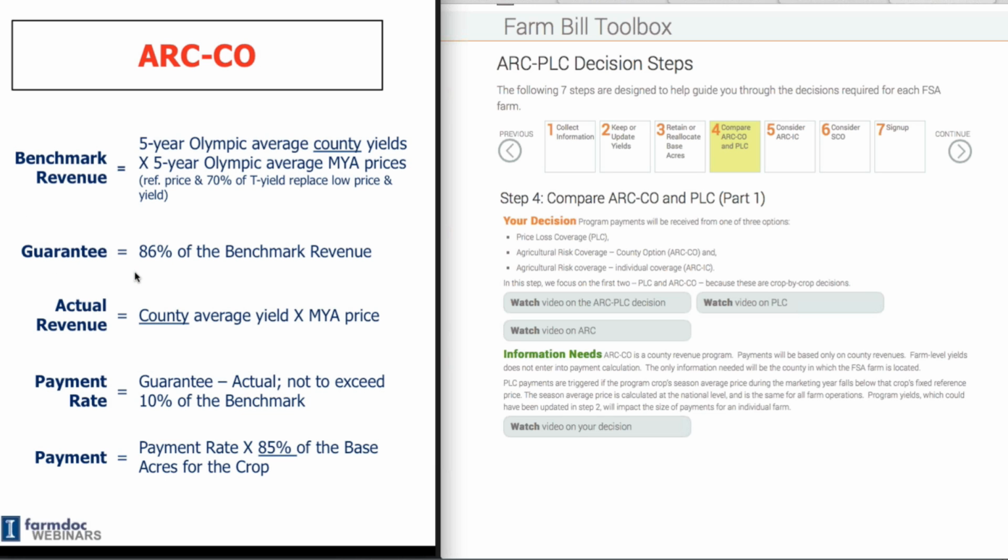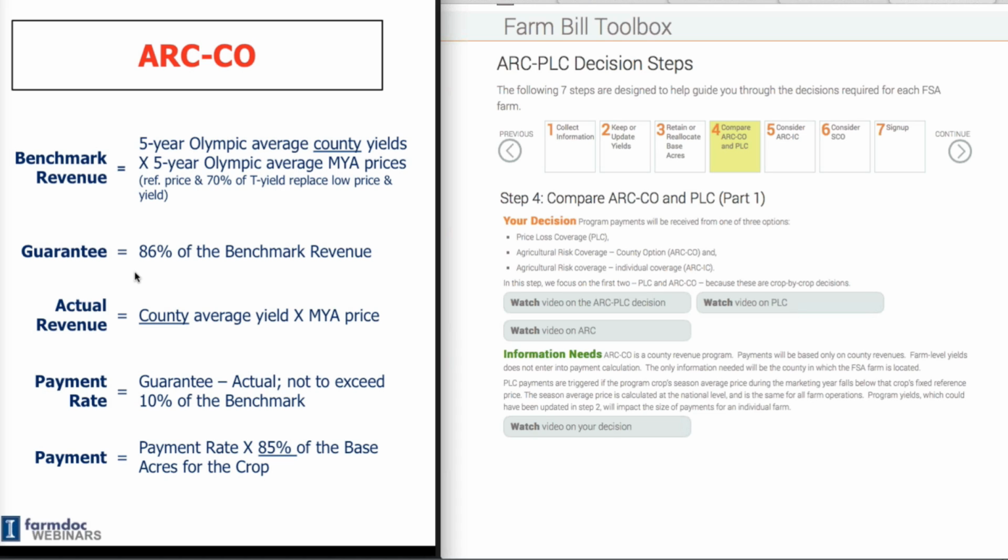Again, with these program election decisions, the people making those decisions are those that have an interest in the crop or in the production. So again, that could vary between types of rental agreements and how that's set up. The ARC County program, again, is county-based. It's a revenue program. On the left side of your screen, the slide goes through some of the calculations that are done to make that program work.